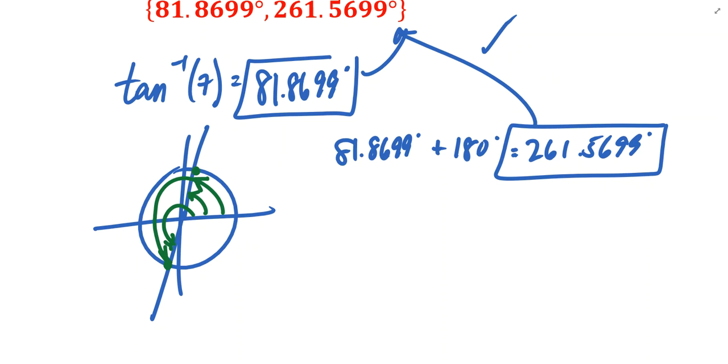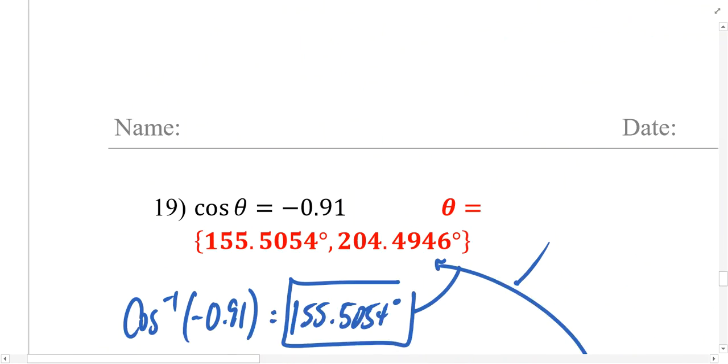Although I think there's a typo there. Yeah, this one should be 86 as well. So 8699, 8699. There we go.